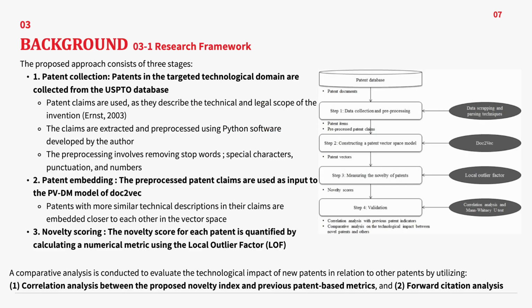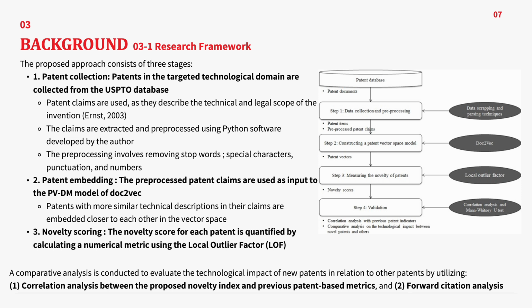Here's the background. Here's the research framework. This approach consists of three main stages. First is patent collection. Patents are gathered from the USPTO database and only patent claims are used since they describe the technical and legal scope of the invention. The text is then pre-processed by removing stop words, special characters, and numbers.